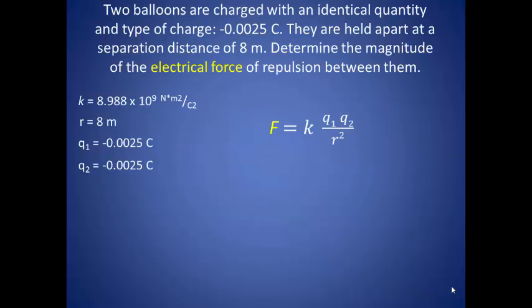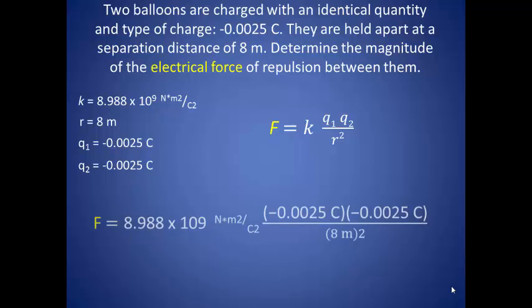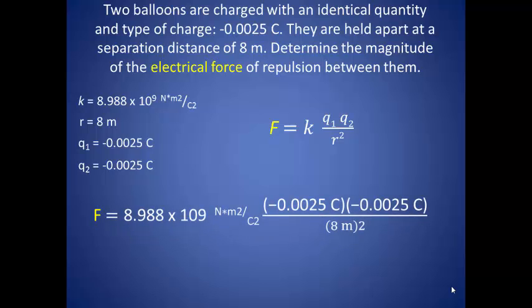Say you and a friend are 8 meters apart. You each have a balloon that has a negative 2.5 millicoulomb charge associated with it. What is the electrical force between the two balloons? Well, we know that the distance between the two balloons is 8 meters, and we know that the charge on each balloon is negative 2.5 millicoulombs. Since we always know that K is 8.988 times 10 to the 9th, all we have to do is plug in our unknowns. We find that the force between the two balloons is 878 newtons.